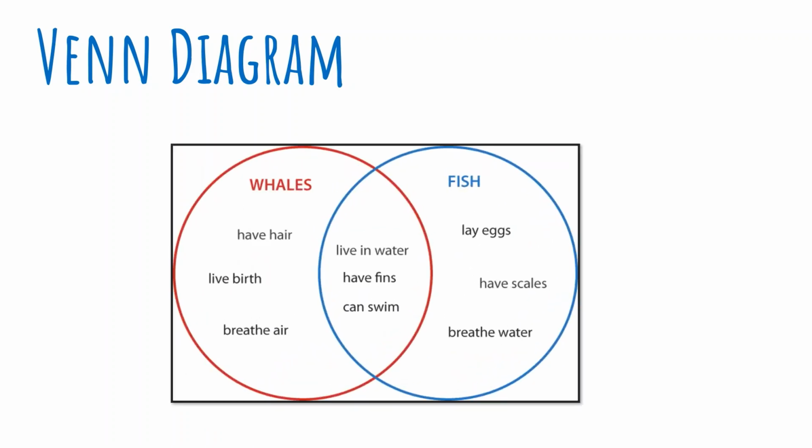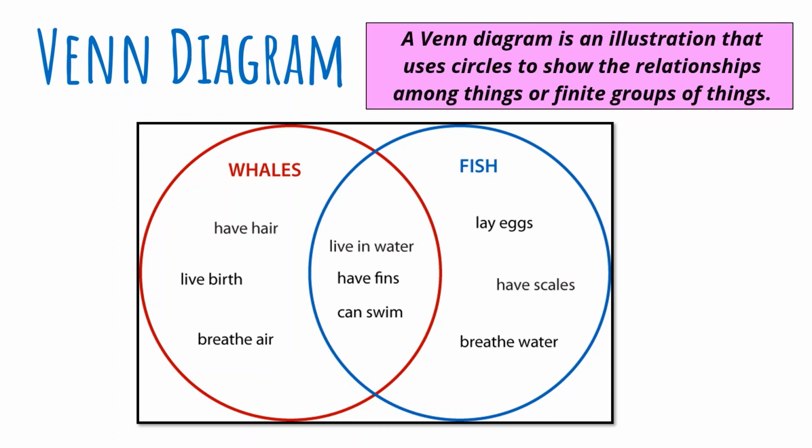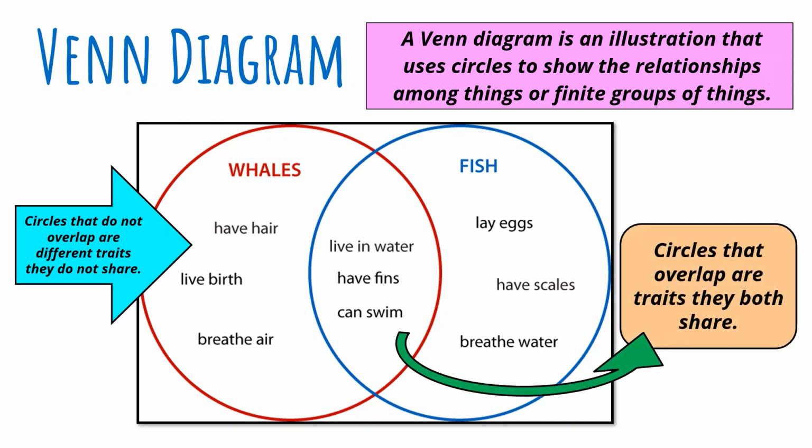And lastly, we have the Venn diagram. This is an example of a Venn diagram, which is a comparison and contrasting of whales to a fish. A Venn diagram is an illustration that uses circles to show the relationships among things or finite groups of things. The circles that do not overlap are different traits they do not share. The circles that overlap are traits they both share.